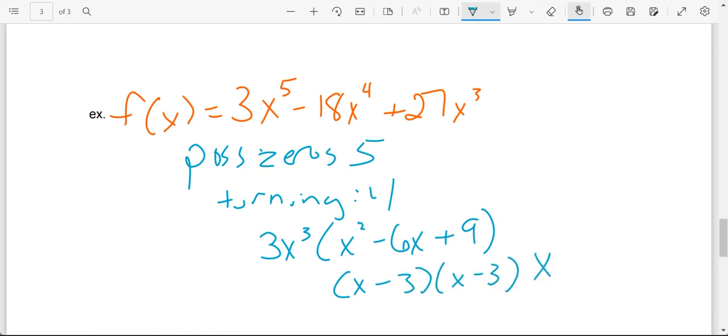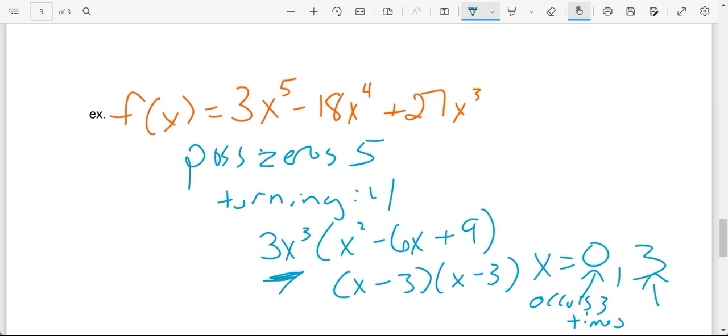Set them all equal to 0. And it would appear we only have 2 zeros, right? We have 0, because we set this equal to 0, and then we have 3 as well. This 0, since it's a power of 3, occurs 3 times. This 3, because we have x minus 3 times x minus 3, occurs twice.